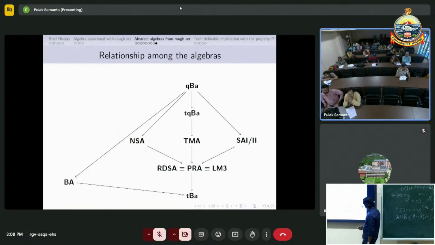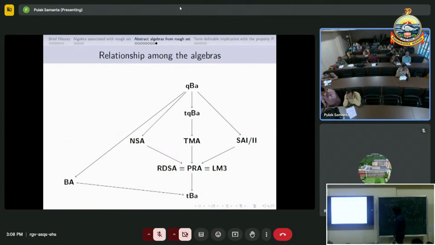Now the question is, in which structures do we always have this kind of term-definable arrow which satisfies this property P?